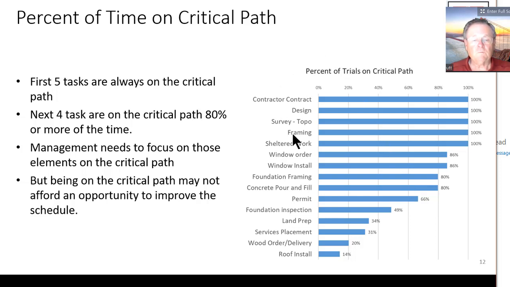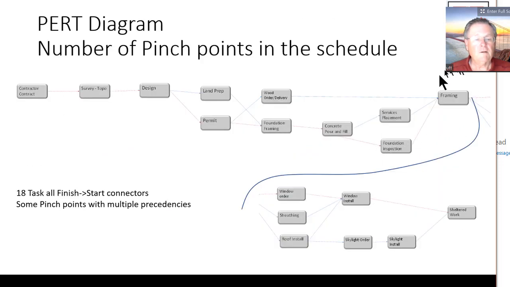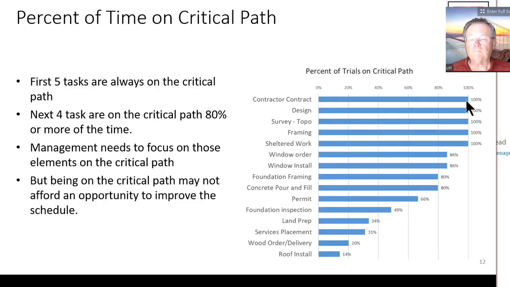Now framing, let me go back to the framing here, you can see everything has to go through framing. So if framing takes longer, the whole EV schedule is going to change. The next 4 tasks are on the critical path 80% of the time. So here, or 86%. I guess these are 80 to 86% of the time. And management needs to focus on those tasks as well. But being on the critical path may not afford an opportunity to improve the schedule.